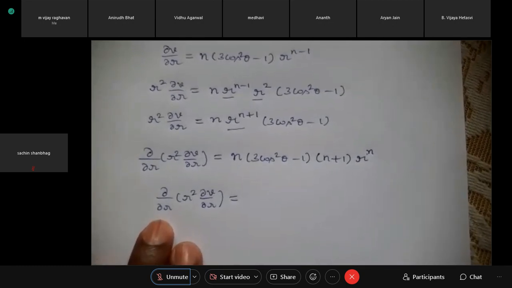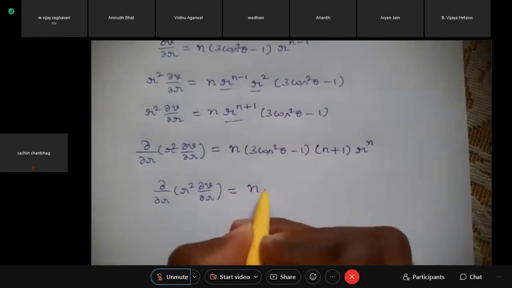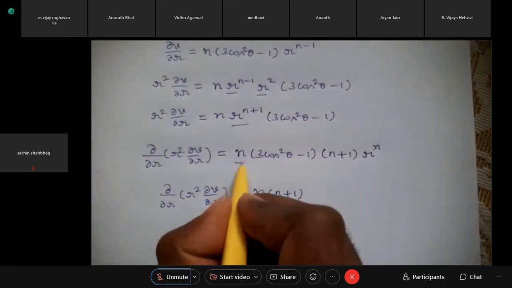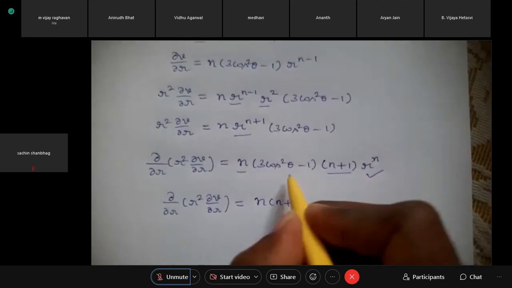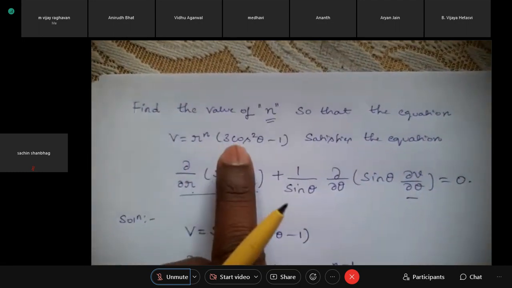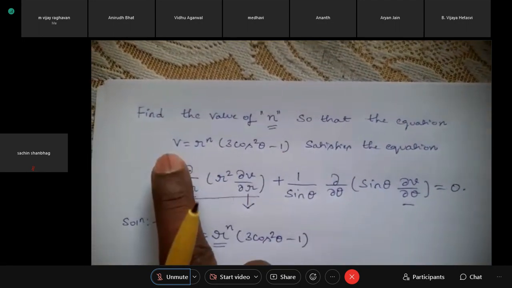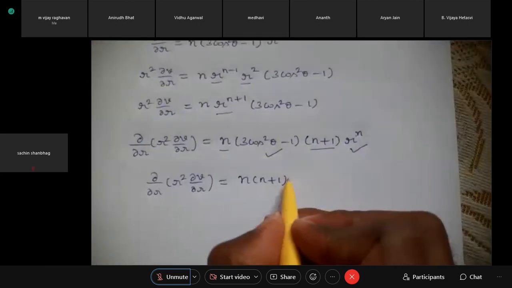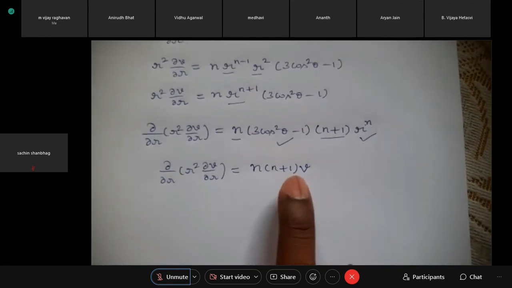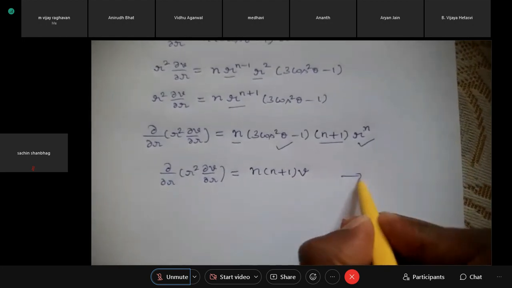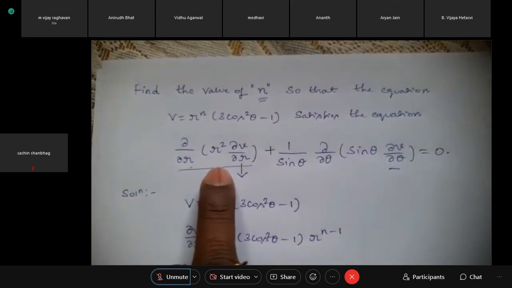Am I correct? Yes, sir. Now I will just write n into n plus 1, these two terms as it is. R power n multiplied by 3 cos square theta minus 1. Can we write that as v? Yes, sir. In order to have a simplified term, I will just take it as n into n plus 1 multiplied by v. Let me call this equation number 1. I'm just done with the first part of the equation, right?